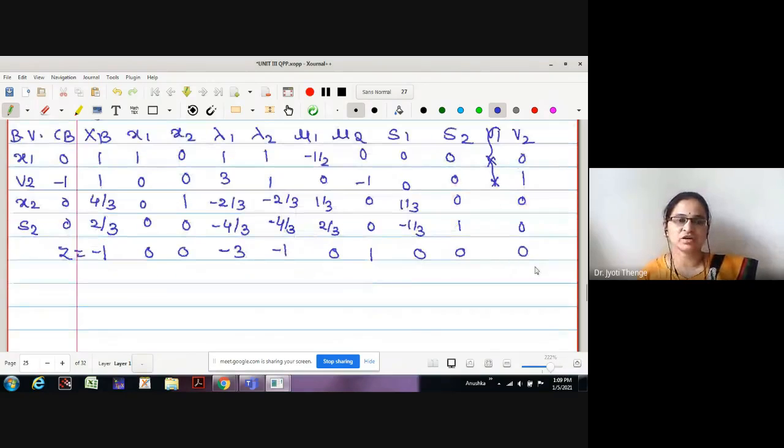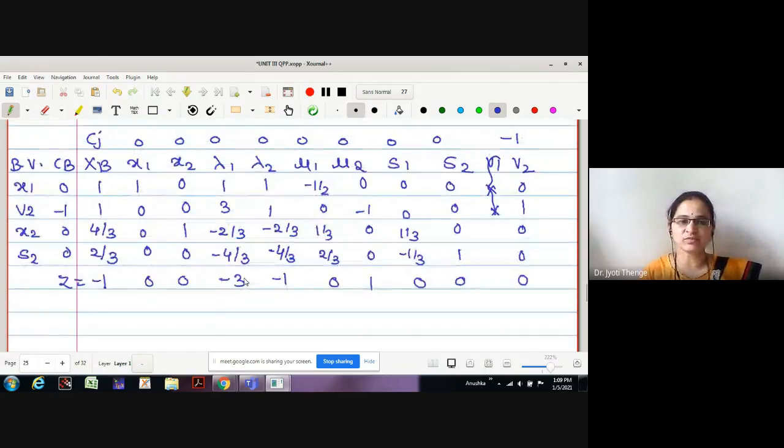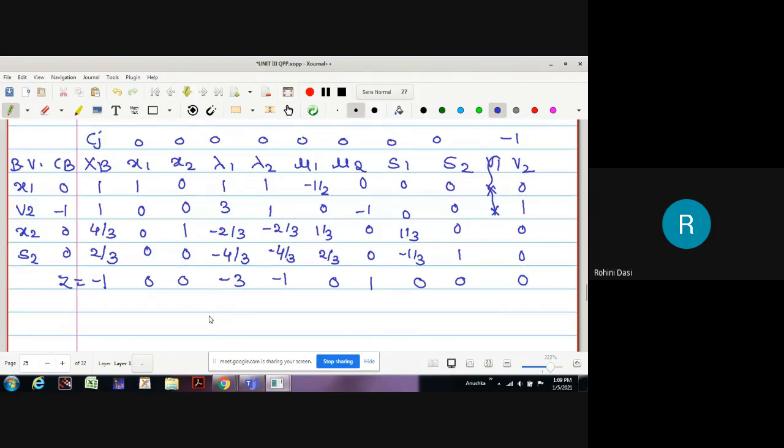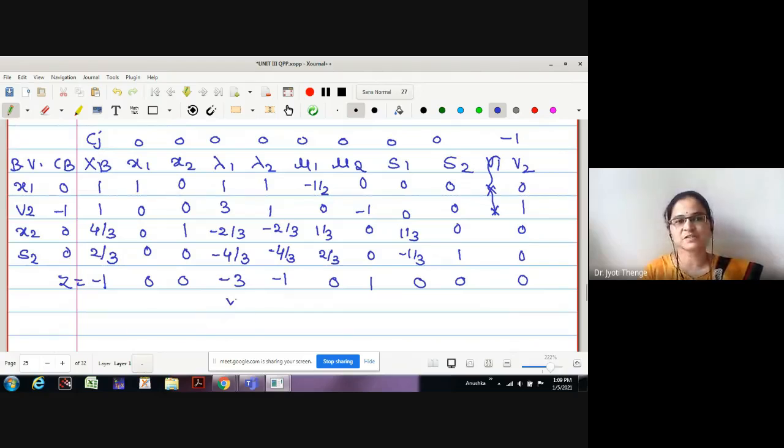Now let us check which variable I can enter now. Which is the most negative? Lambda 1. Is its pair S1 in the basis? No, it is not. Correct? Now we can enter lambda 1, so this will be my entering vector. Let us check which is the leaving vector by calculating the minimum ratio. Okay, the minimum ratio will be calculated.